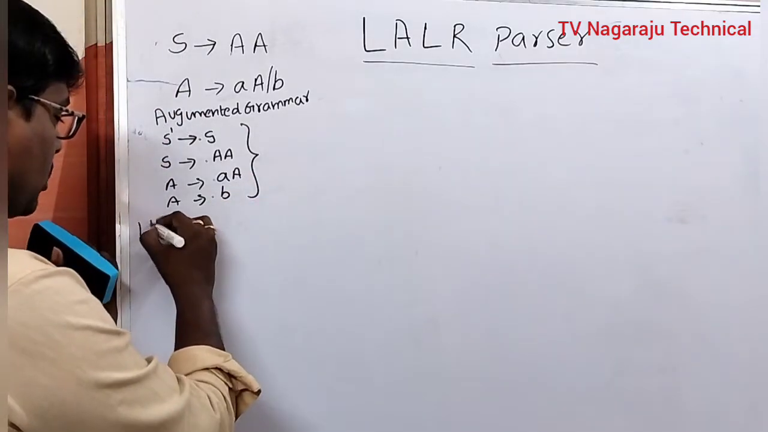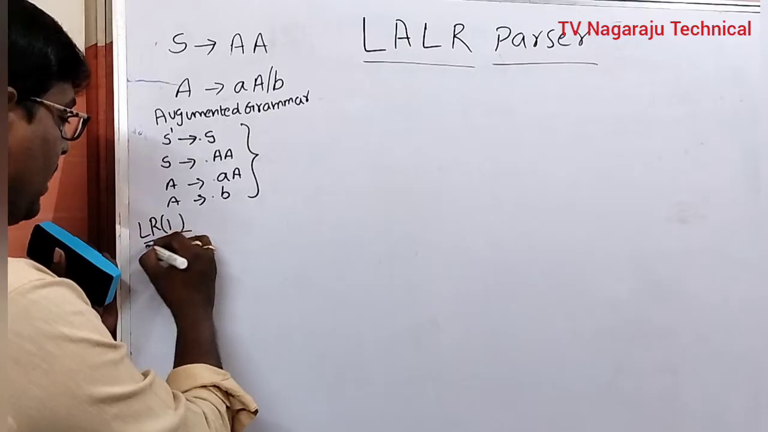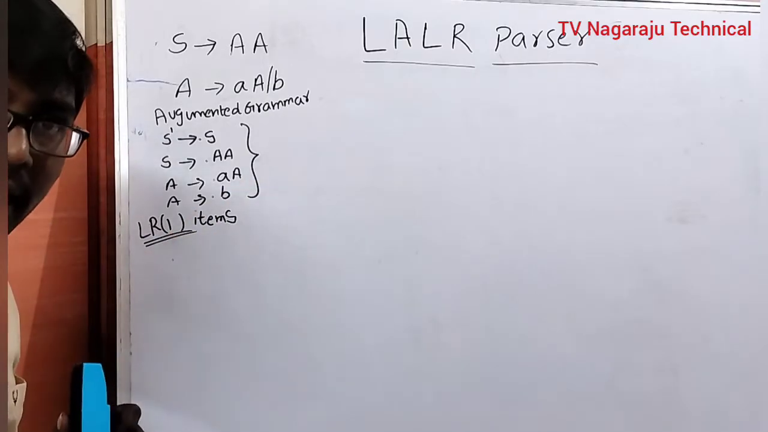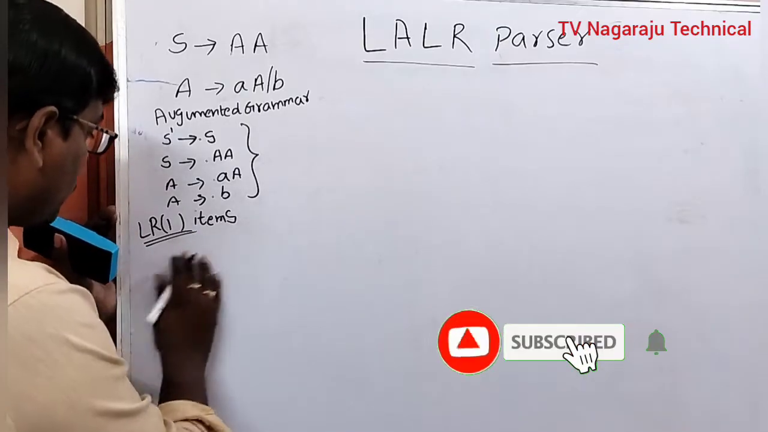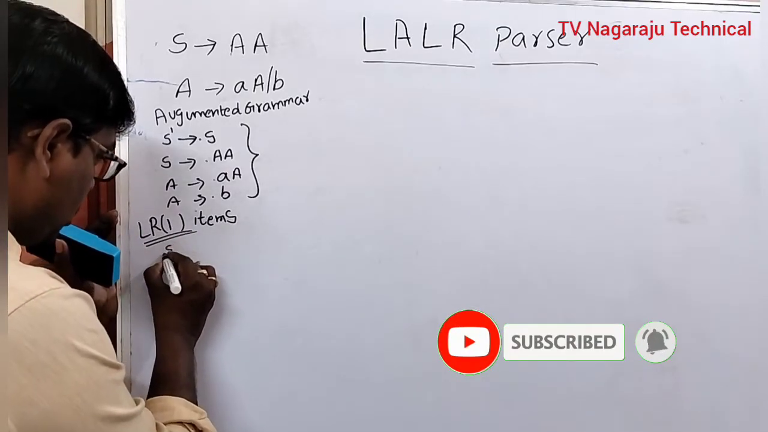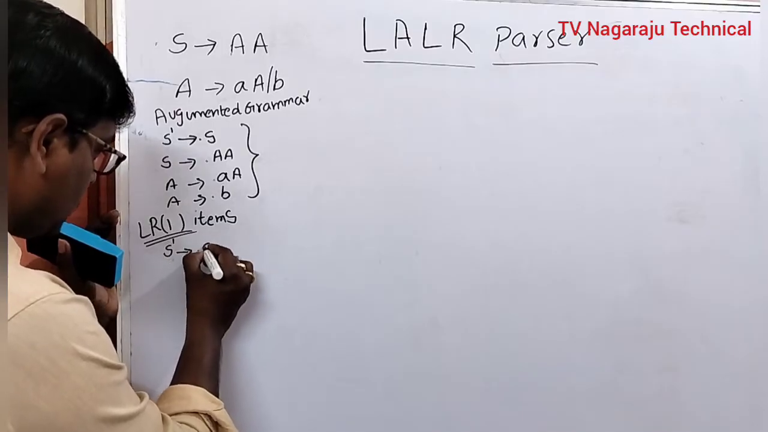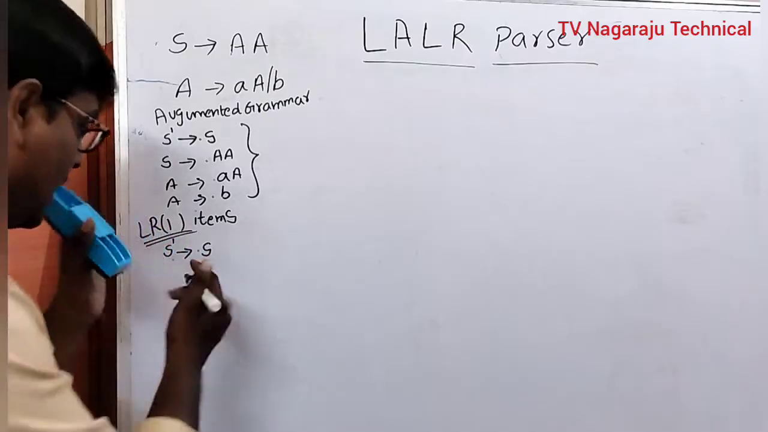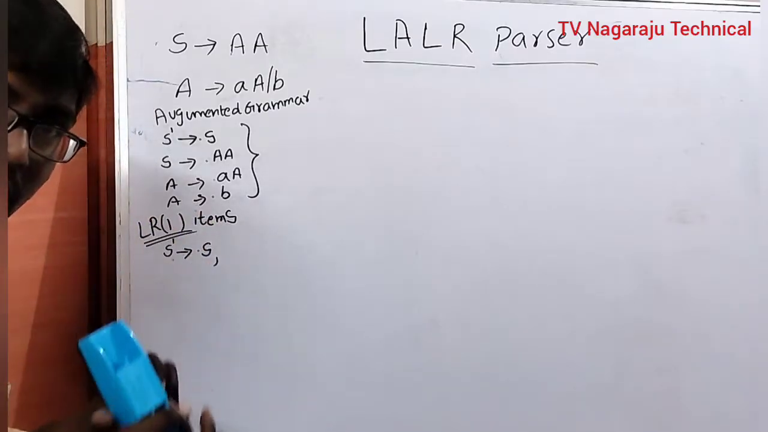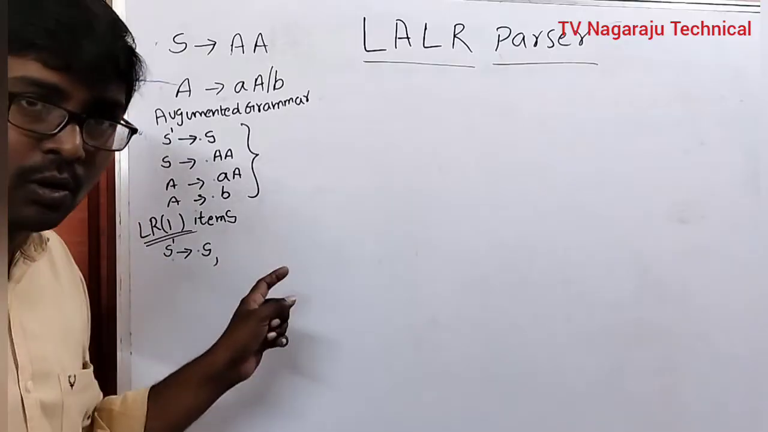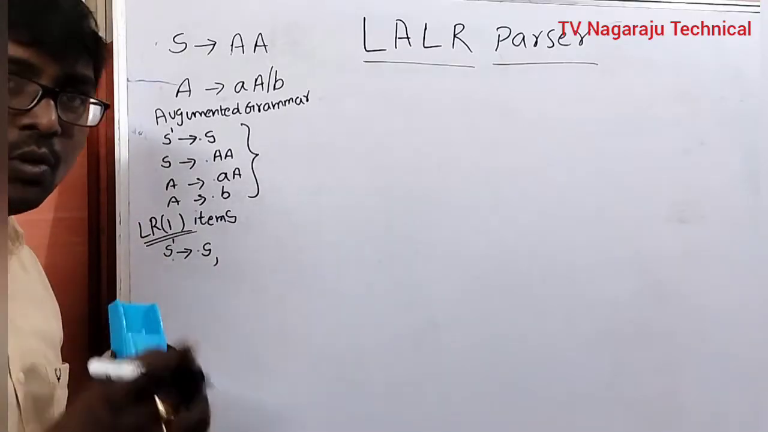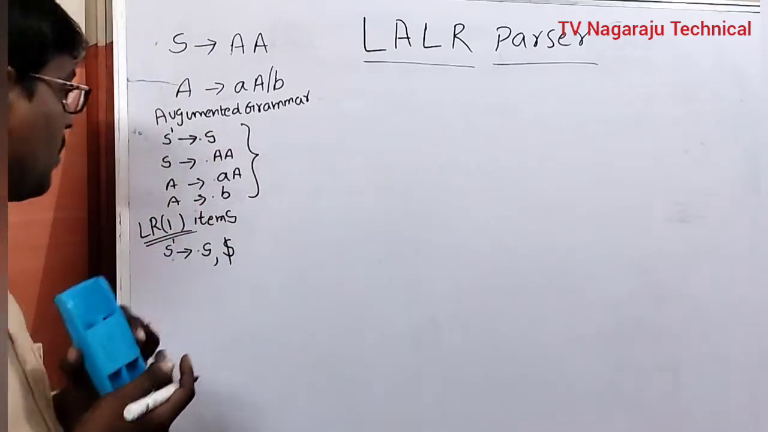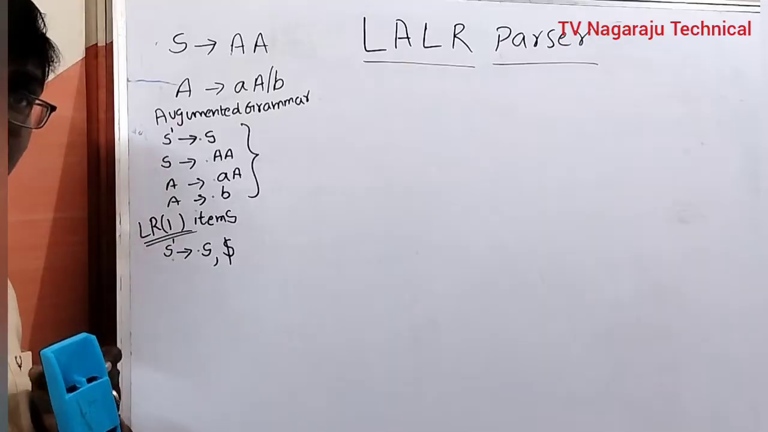You have to construct LR(1) items. Our next step is construct LR(1) item. So first step, S' tends to dot S, right? The first production is S' tends to dot S, comma. Here LR(1) item in the sense we have to write down the look ahead symbols also. For the starting production, the look ahead symbol is dollar.